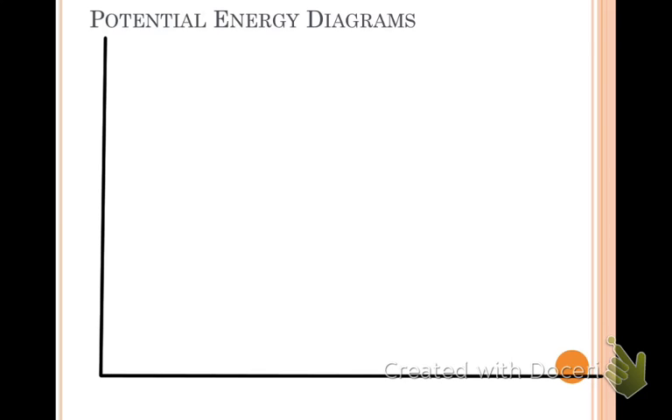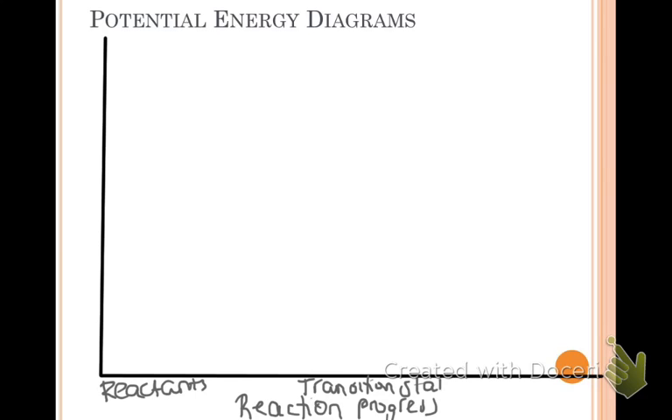So, we'll label our axes. We know that we have our reaction progress here. This time I'll call it reaction progress. It's still the same, it doesn't matter. You might see either. These are the reactants, that's still the same. This is the transition state, the in-between state. And this is your product. Okay. Your y-axis, this is still your potential energy. I'm going to write PE. And let's go ahead and draw the diagram.